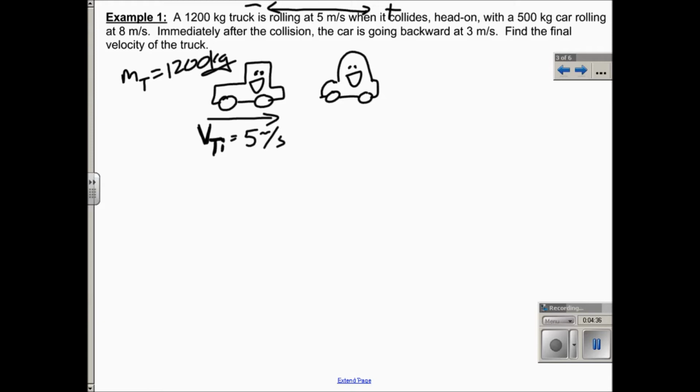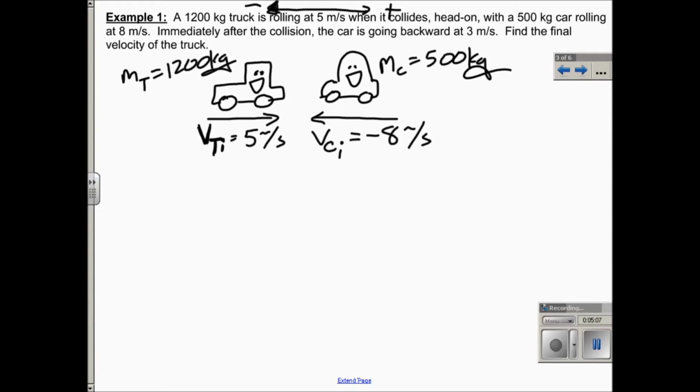Okay. Now it's colliding with a 500 kilogram car. So mass of car is 500 kilograms. And it's rolling at 8 meters a second. Velocity of car initially is 8 meters a second. And the drawing helps me identify, oh, wait a minute, that's got to be negative, right? Because it's moving in a negative direction, okay?